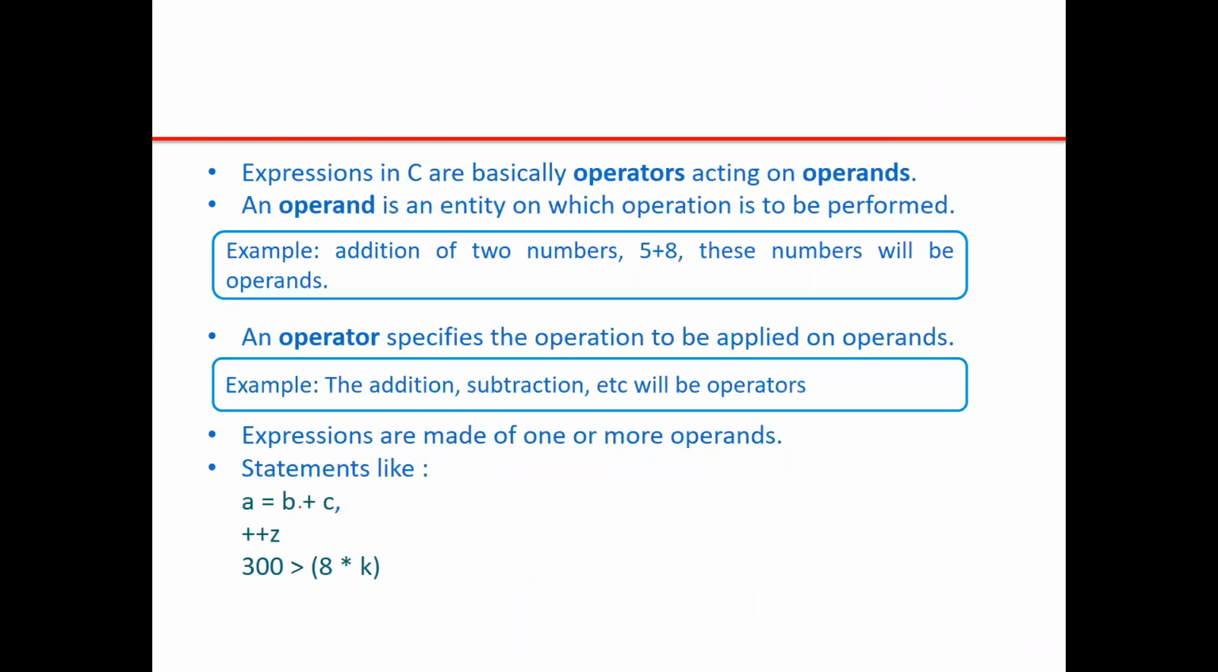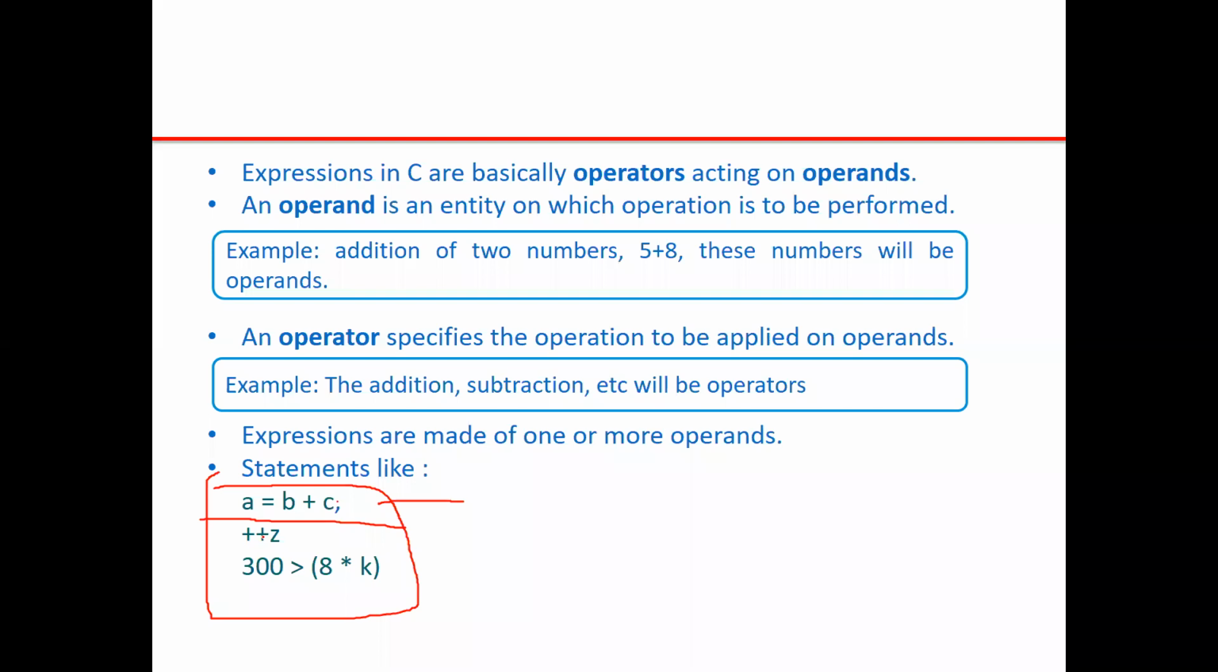Now, these are some examples of expression and assignment statement. First is A is equal to B plus C, with a semicolon here. A is a variable, B is a variable, C is a variable, plus is an operator. What is the name of this complete line? The name of this complete line is statement. And what is the name of the right-hand side? Right-hand side is called expression.